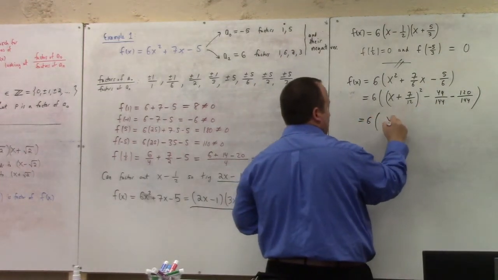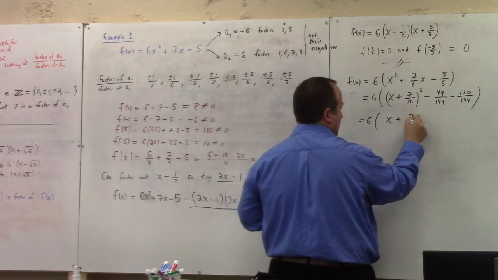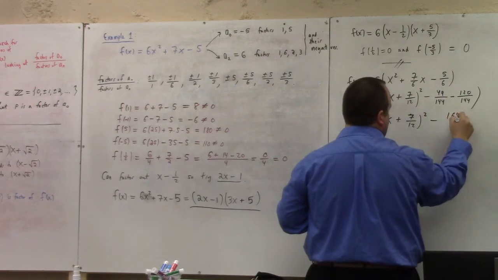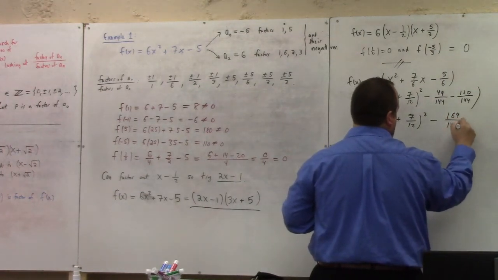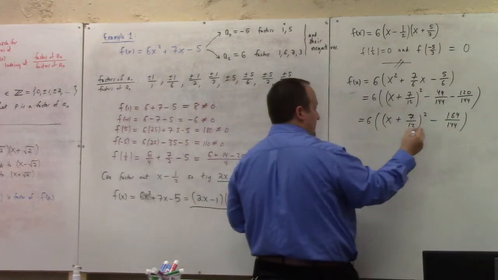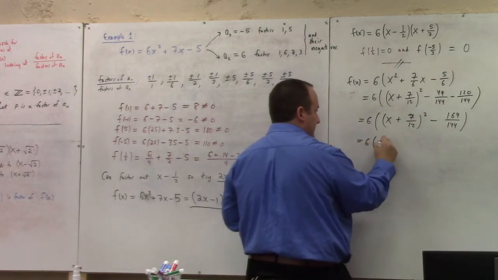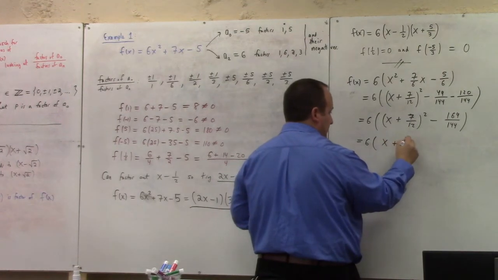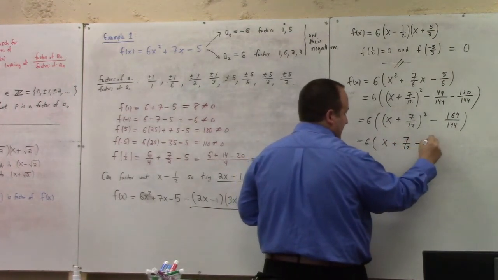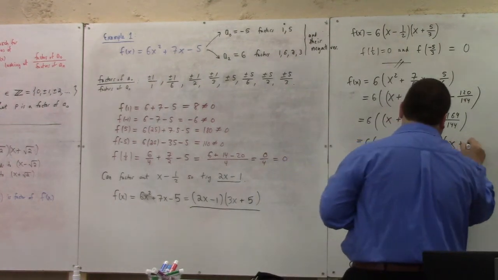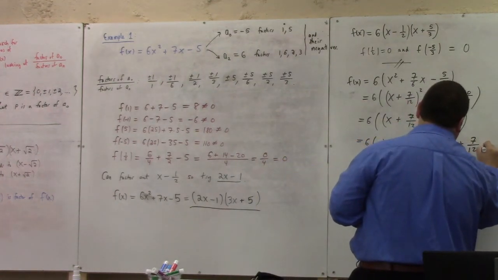So that's actually 6x plus 7 over 12 squared minus 169 over 144, which is pretty cool because that's 13 squared over 12 squared. So what you got is 6 times x plus 7 twelfths minus 13 over 12 times x plus 7 twelfths plus 13 over 12.